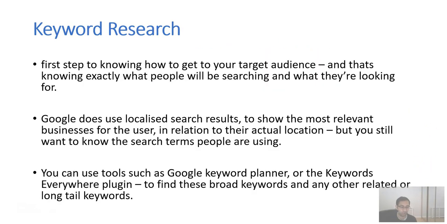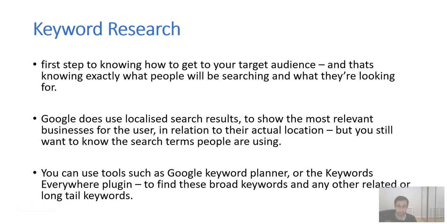First thing is keyword research. Now, this is one of the first steps to getting to know your target audience, and that's knowing exactly what people are going to be searching for and what they're looking for. Google does use localized search results to show the most relevant businesses for the user in relation to their actual location, but you still need to know the sorts of phrases they're putting into the search bar.